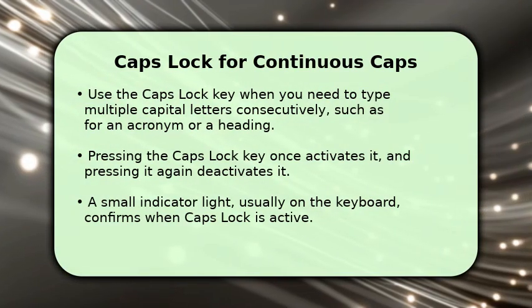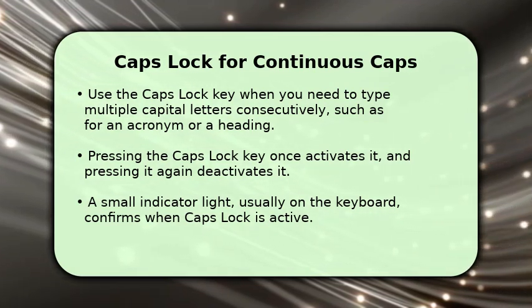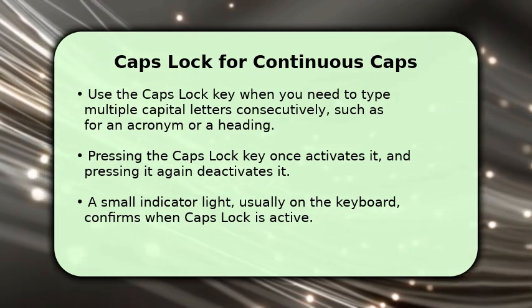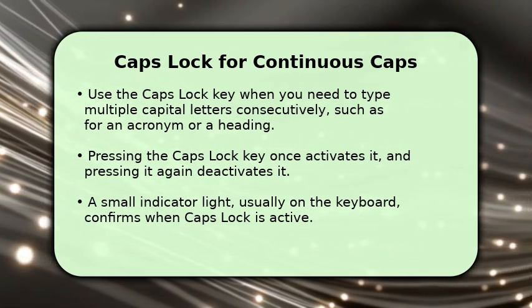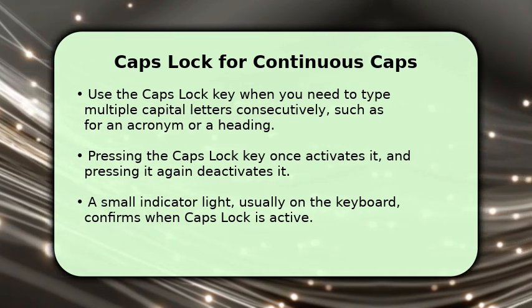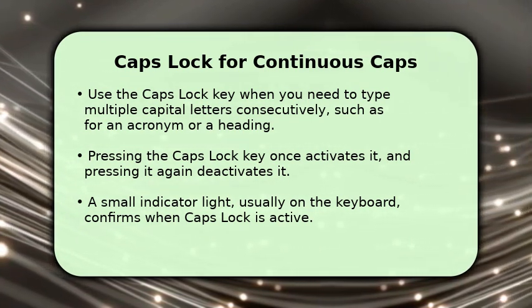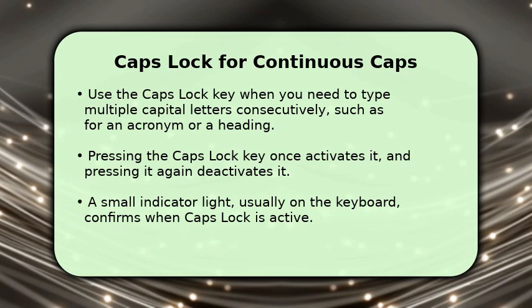For typing entire words or sentences in uppercase, the Caps Lock key is your best friend. Located just above the left Shift key, a single press toggles it on, illuminating a small indicator light on your keyboard. Now, every letter you type will be capitalized without needing to hold anything down. Press it again to turn it off. This is incredibly useful for titles, acronyms, or emphasizing text, saving you from constantly holding the Shift key.